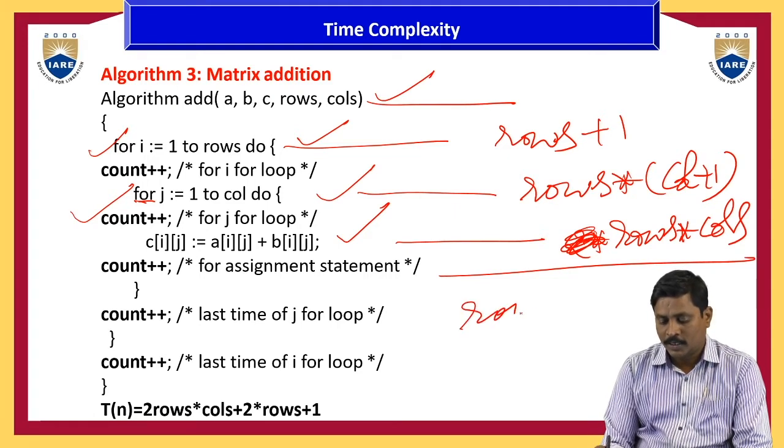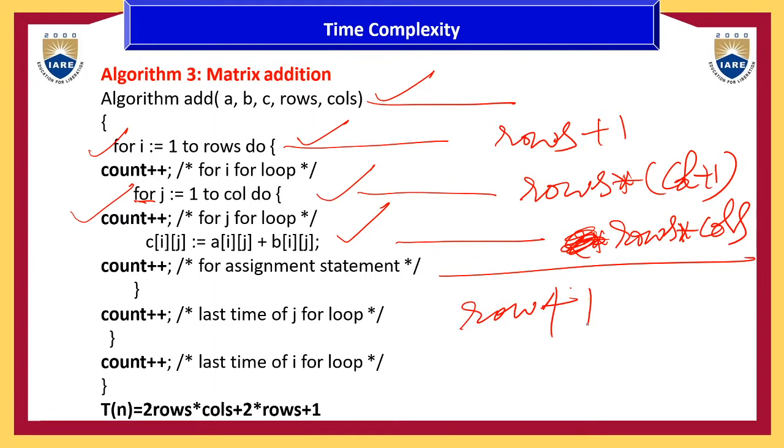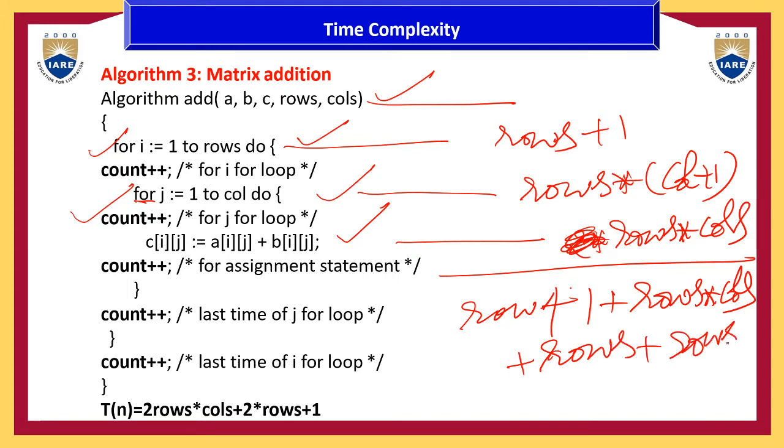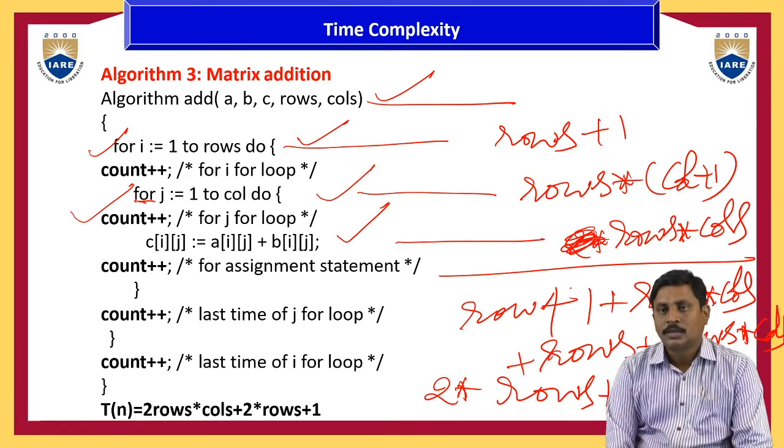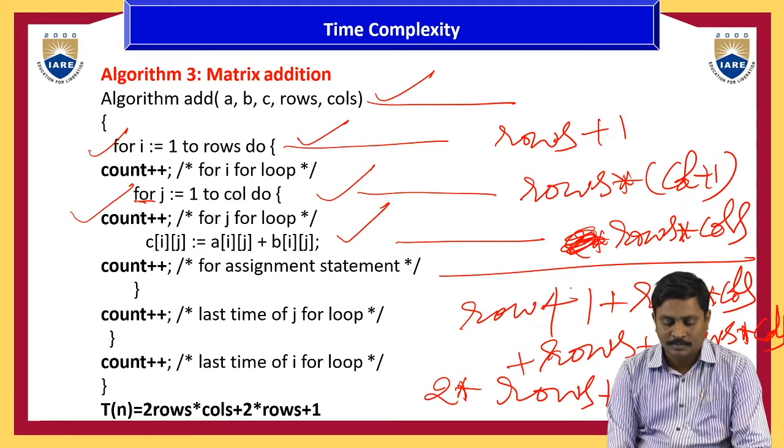Rows plus 1, plus rows into columns plus 1, plus rows into 1 is rows, plus rows into columns. Now rows plus rows, 2 into rows, plus rows into columns plus rows into columns, 2 into rows into columns, plus 1. So this is the time complexity of this algorithm.